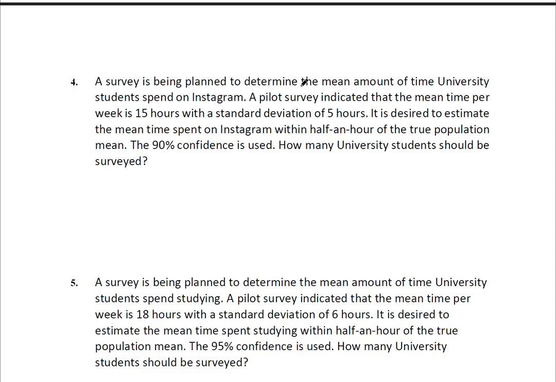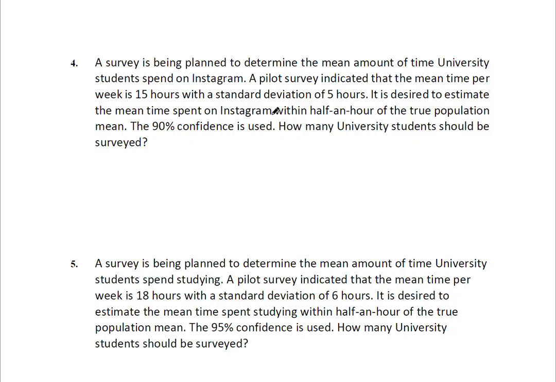A survey is being planned to determine the mean amount of time university students spend on Instagram. A pilot study indicated that the mean time per week is 15 hours with a standard deviation of 5 hours. It is desired to estimate the mean time, so again, this is an estimate of means. It is desired to estimate the mean time spent on Instagram within half an hour of the true population mean. The 90% confidence interval is used. How many university students should be sampled?